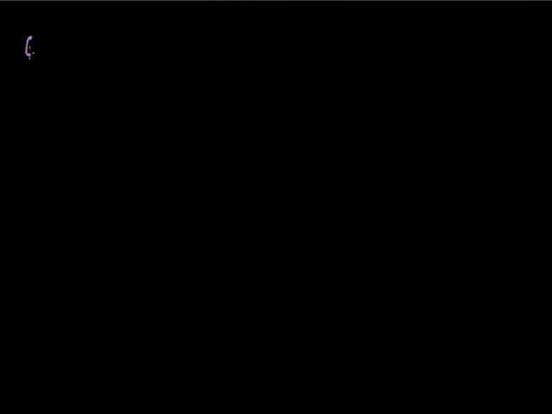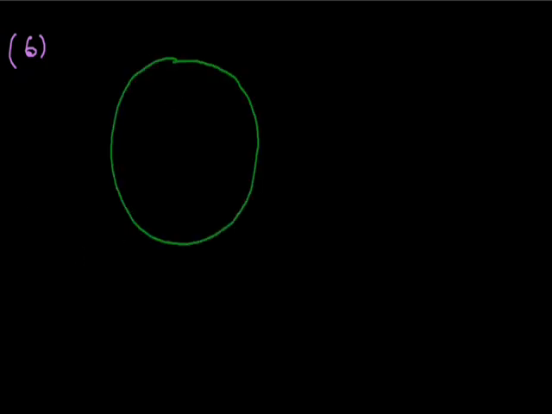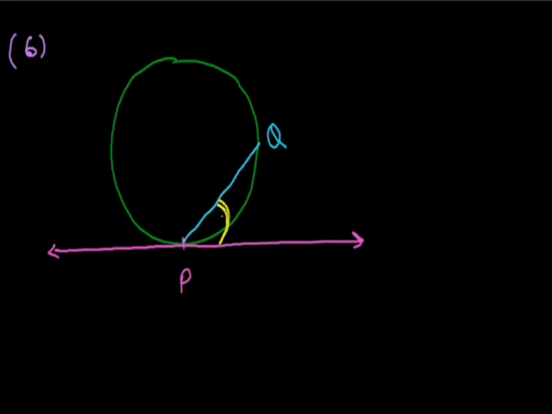Let's discuss the next property, the sixth one. This property is called angle in alternate segment. Suppose we have a circle and there is a tangent to this circle at the point P. Suppose PQ is a chord of the circle. Let's say the angle that this chord makes with the tangent is theta.